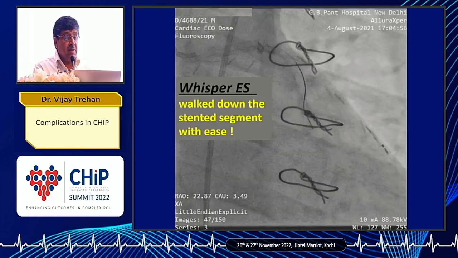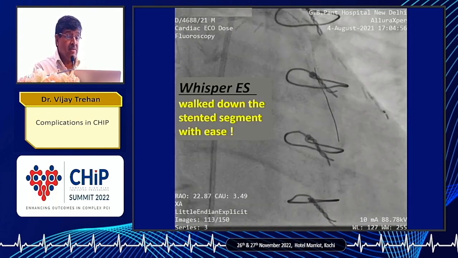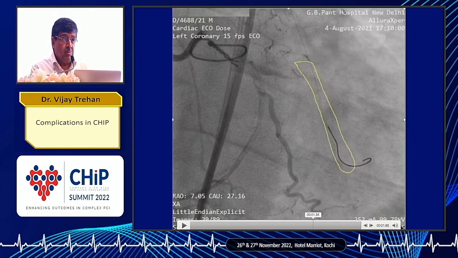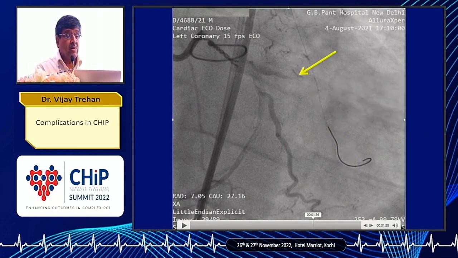So I started to walk down with a Whisper, which it did with great ease. Mind you, no intention to open up this 9 centimeter occluded vein graft. But I thought this can serve as a reference for me if I want to take on antegrade. And also, if it serves as a target for me, I will not have to hook the radial. If I inject into the radial, I am giving contrast, and also I am inducing spasm. So I thought, play smart.